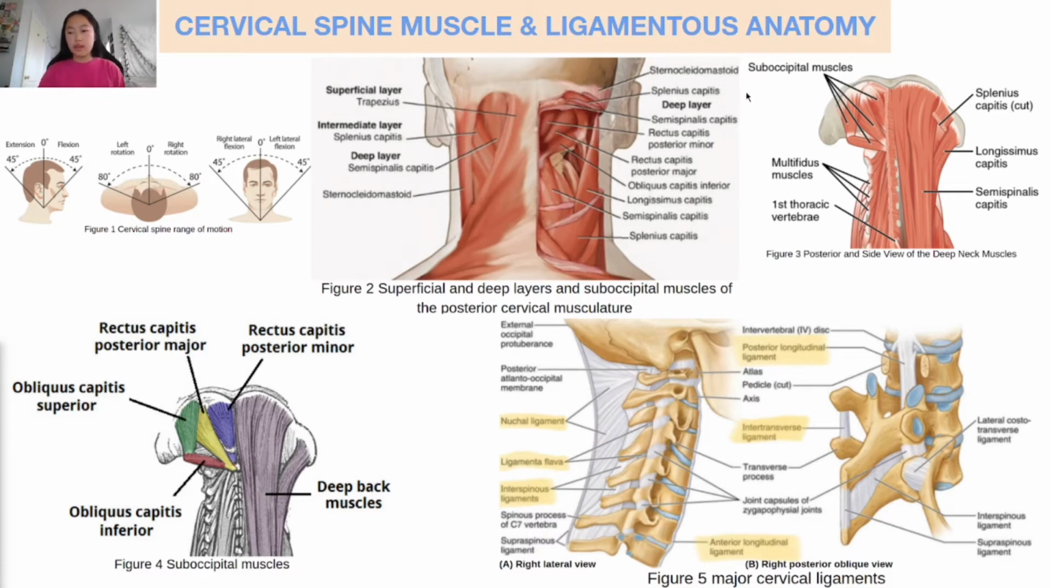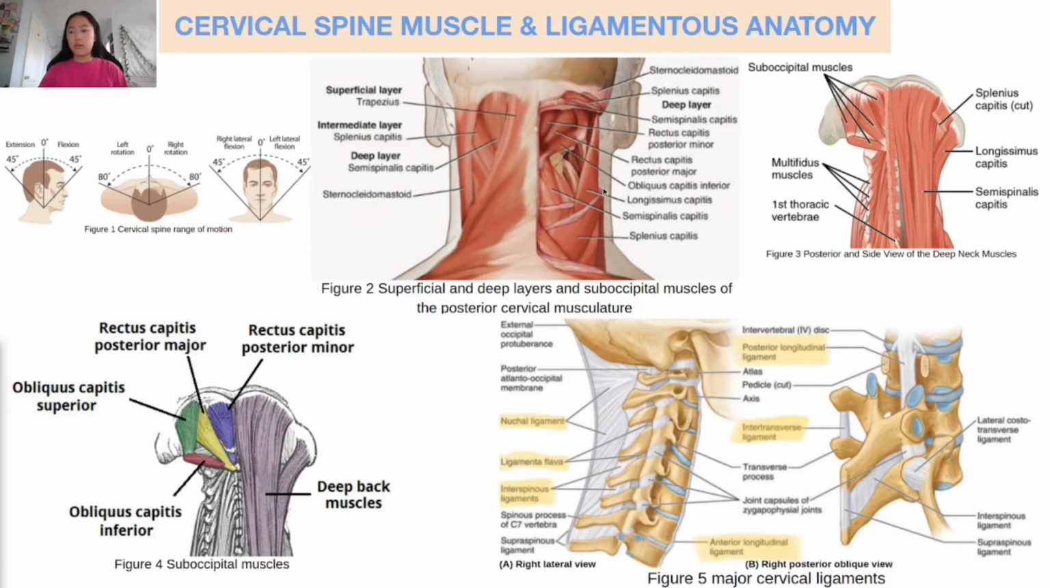Next, we have the longissimus capitis over here. And so it originates from the transverse processes of T1 to 5, and also the articular processes of C5 to 7. And it inserts into the posterior of the mastoid process of the temporal bone. And the innervation is the posterior rami of the spinal nerves, and its action is to extend, laterally flex, and rotate the head.